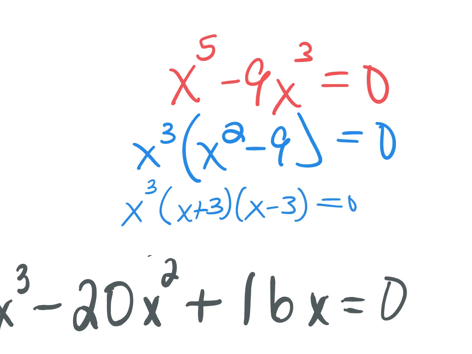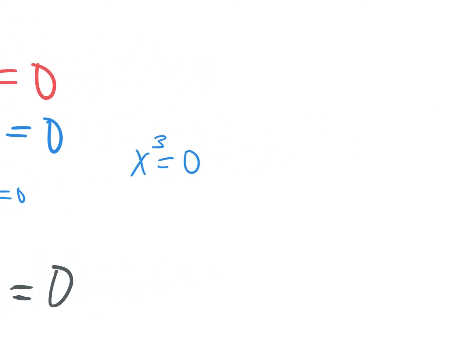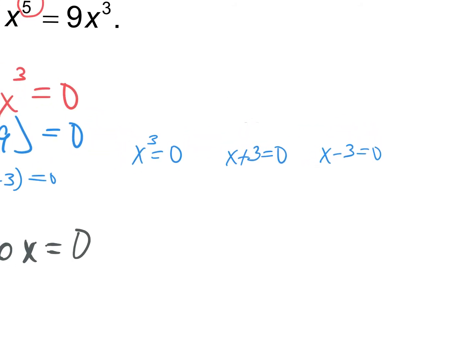So now we're just going to solve. You set each piece equal to 0. So I have x cubed equals 0. I have x plus 3 equals 0. And x minus 3 equals 0. When we solve by factoring, it's going to factor pretty. You just have to figure out, is it the difference of perfect squares? Do I multiply a times c and break it down? It's going to be some sort of factoring.